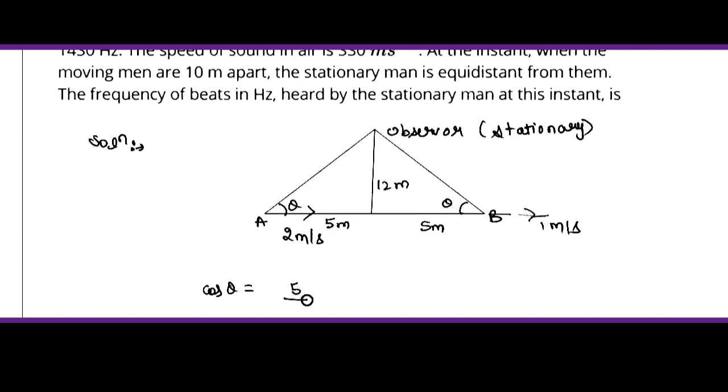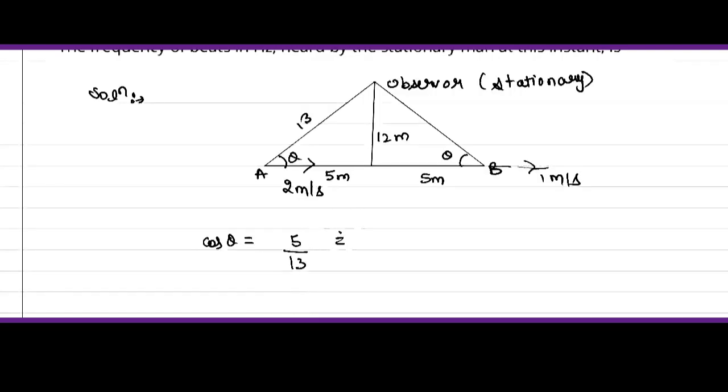From this we can apply cos theta is equal to 5 by 13, base divided by hypotenuse; by Pythagoras this is 13 here, so this is base divided by hypotenuse, so this is our cos theta here.